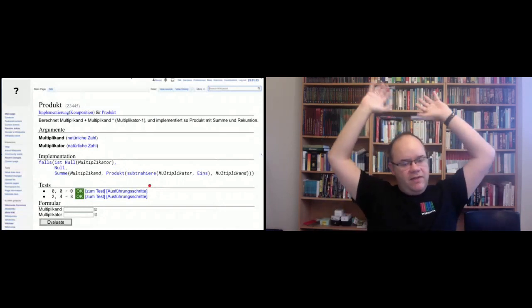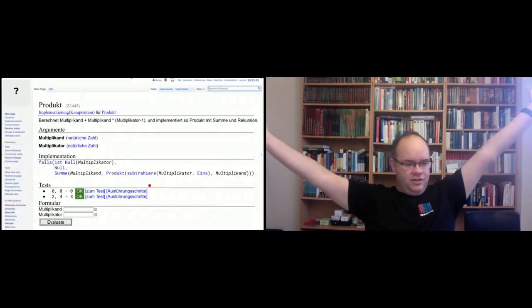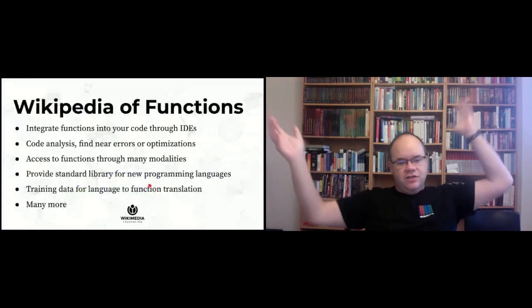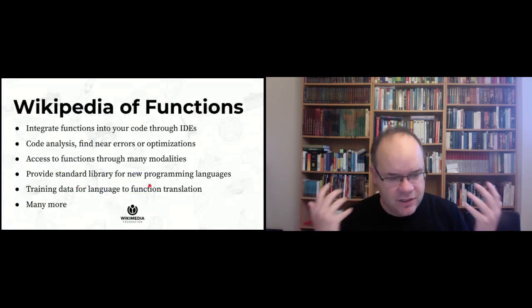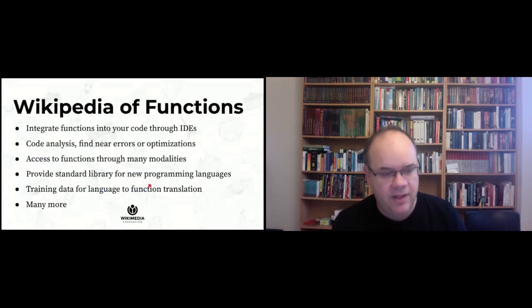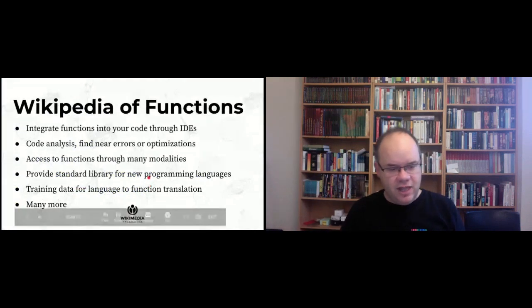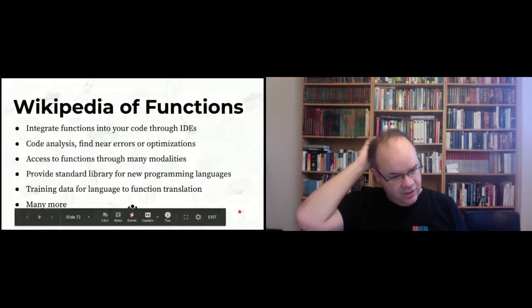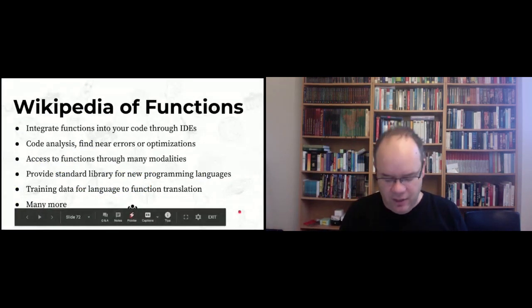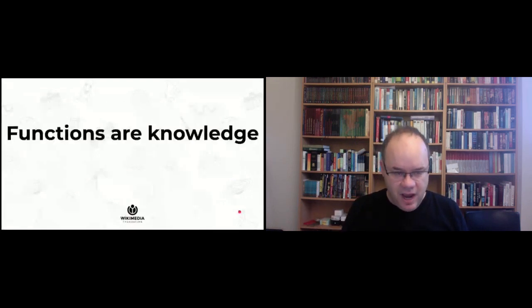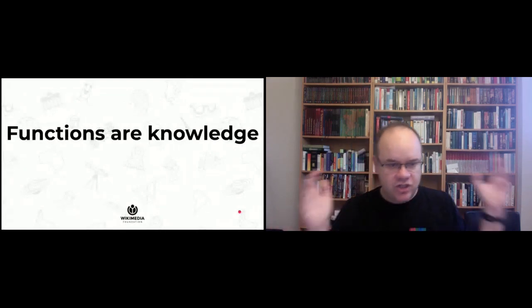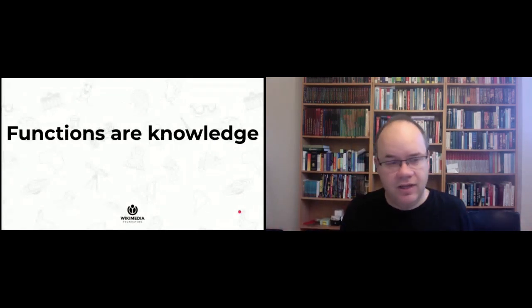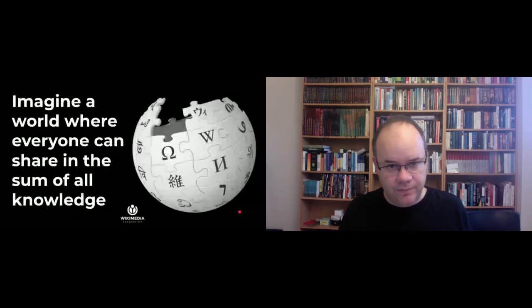So we want to have this large Wikipedia of functions, to integrate functions in your code for the IDE, to do code analysis on it, and to access the functions in many different modalities, and provide a large library of functionality to all kinds of programming languages, and so on. There's so much more that you can do. And as I said, functions really are knowledge. And because they are, they squarely fall into the mission of the Wikimedia Foundation, of imagine a world where everyone can share in the sum of all knowledge.